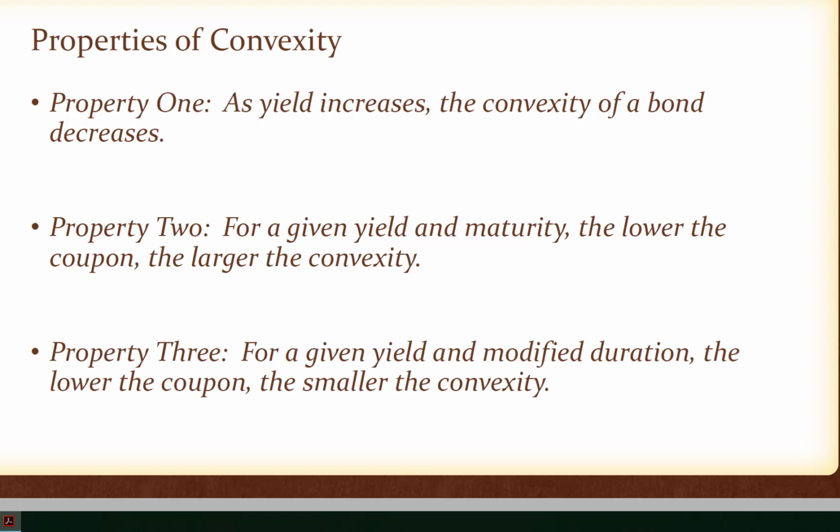And the last one here, for a given yield and modified duration, the lower the coupon, the smaller the convexity. So now we're holding yield and modified duration constant. So if we've got a lower coupon, the convexity will be smaller. So each of these are in the text. Take a look at that and you can have more discussion of it.